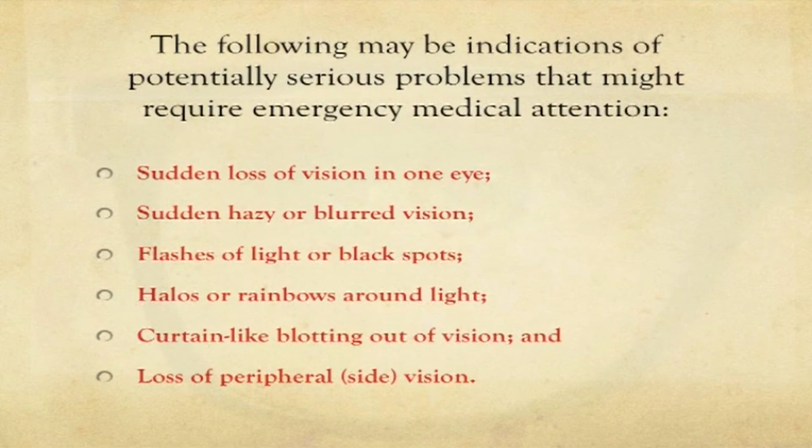The indications of potentially serious problems that might require emergency medical attention are sudden loss of vision in one eye, sudden hazy or blurred vision, flashes of light or black spots, halos or rainbows around light, curtain like blotting out of vision, and loss of peripheral vision.